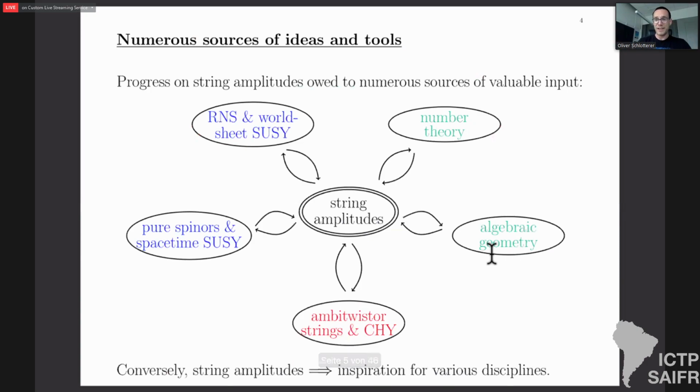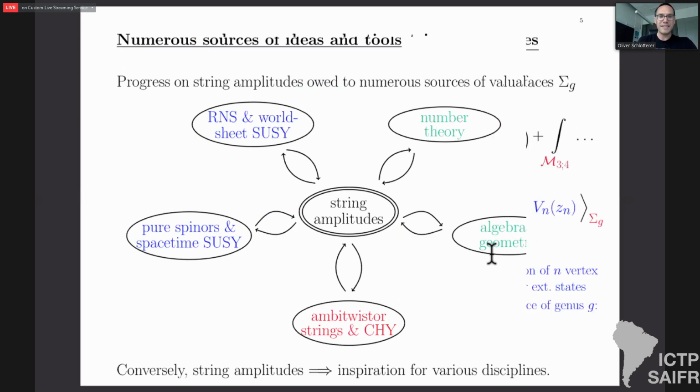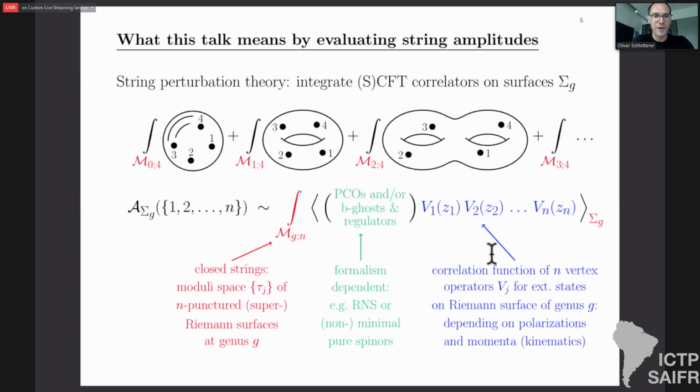And this flow of ideas goes hopefully into both directions. Conversely, string amplitudes turned out to be pretty inspiring, say, to explore new kinds of mathematical structures, new systems of modular forms. So I hope that all this inspiration transfer is seen as mutual from all these directions. Let me try to get a bit more specific about the mindset and content and outline of this talk.